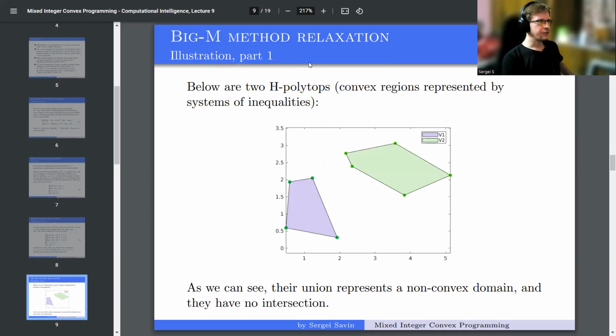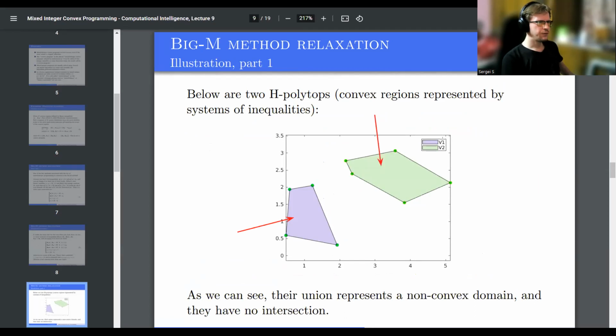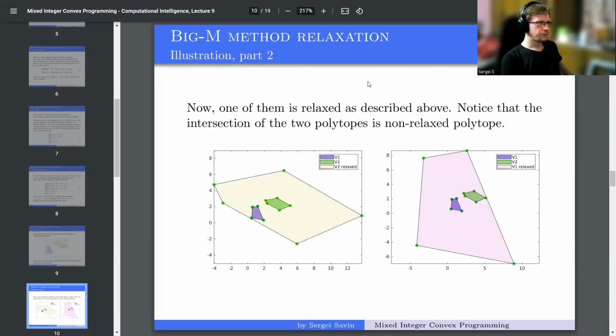So here is a situation where we have two polytopes. Polytope number 1, polytope number 2. We call them V1, V2. Now, they represent a non-convex domain, of course. Why? As your colleague said, we can draw a line between them, and you see in between the line sticks out, so the domain is not convex. Okay. How will it look with big M relaxation?